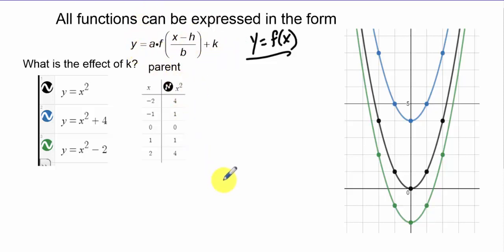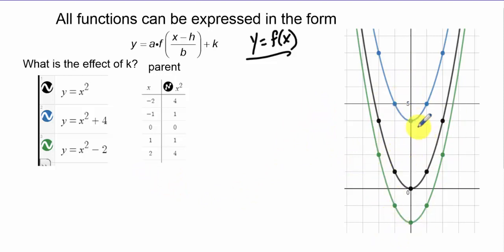All right, and the first thing we're going to do is mess around with a k value. So you'll notice I have three graphs here, x squared plus 4, and x squared plus 2, and they're all color-coded. So if we look at each of these graphs, you'll notice they kind of appear to be in a different shape right now.